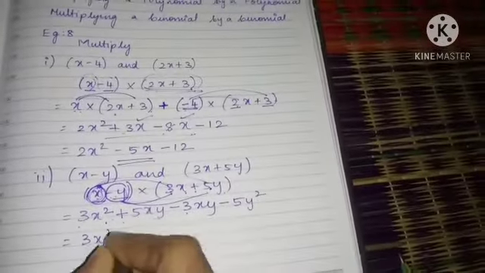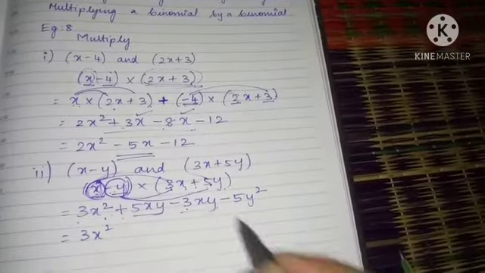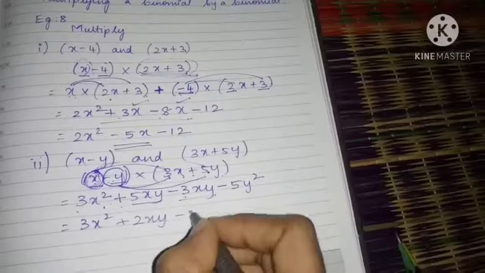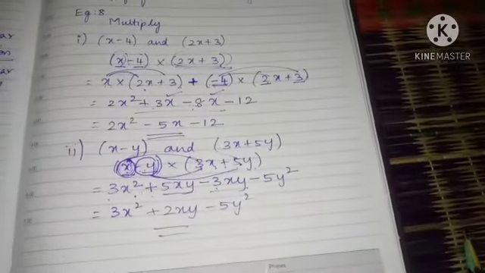Now 3x square, plus 5xy minus 3xy, so plus 2xy, then minus 5y square. So this is the final answer. Understood?